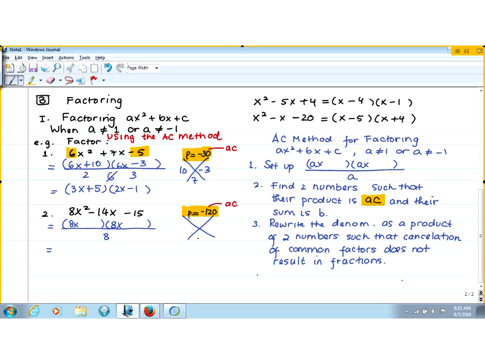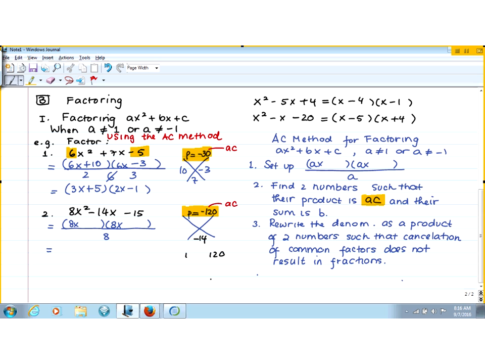What is the sum? Negative 14. Okay. So this number is pretty big, so you might have to find a few numbers, right? So how do I get product 120 and sum 14? You probably need to try a few numbers. So 1 and 120, well, it's too far. It wouldn't even work, right?